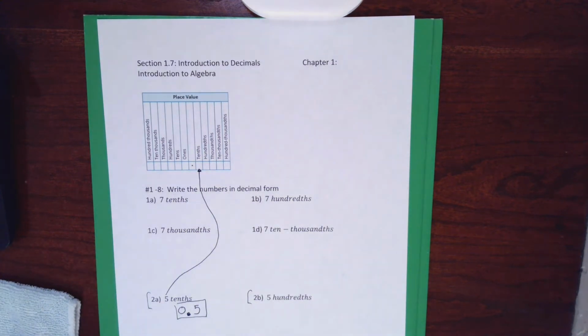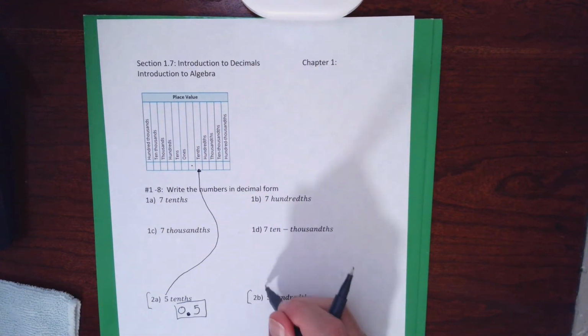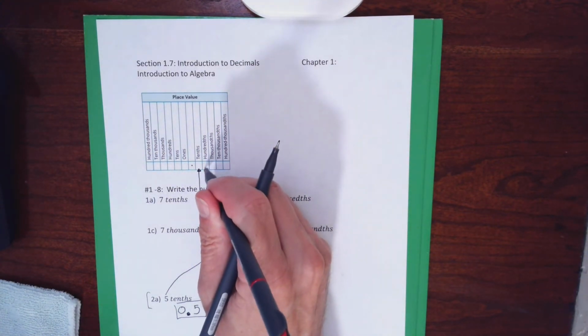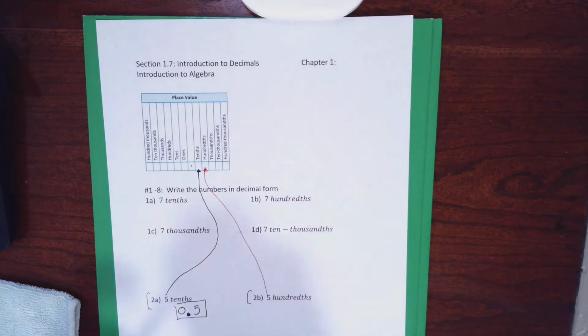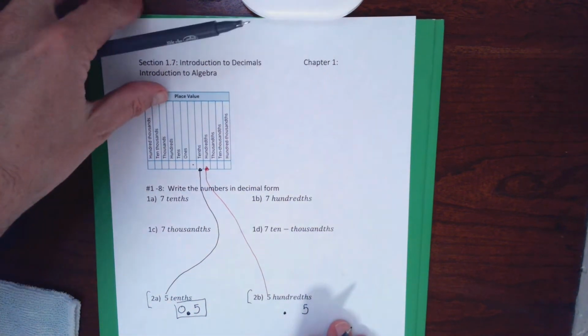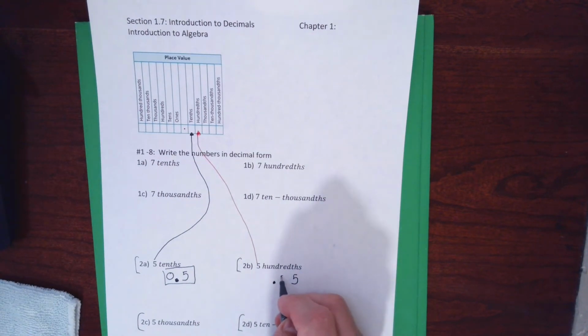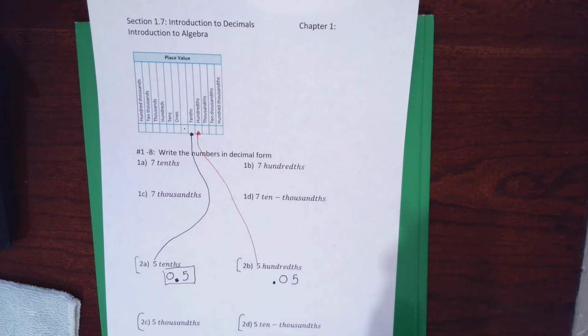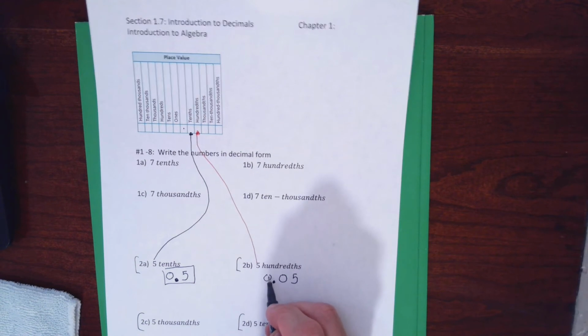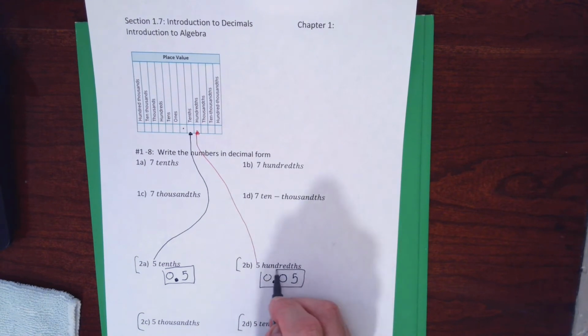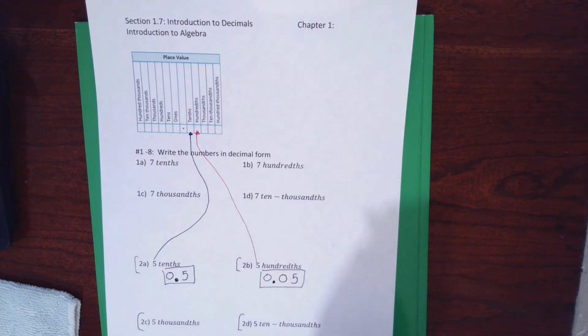For part B of number 2, I want to do 5 hundredths. So I'm going to take the 5 and put it in the hundredths position. So I have a decimal, a tenths position, and then the 5 goes in the hundredths position. When we're writing a number as a decimal, we fill up zeros all the way to the decimal point. So that is considered 5 hundredths. And generally, I don't leave decimals first in a number. If there's nothing left, I sneak a 0 in.